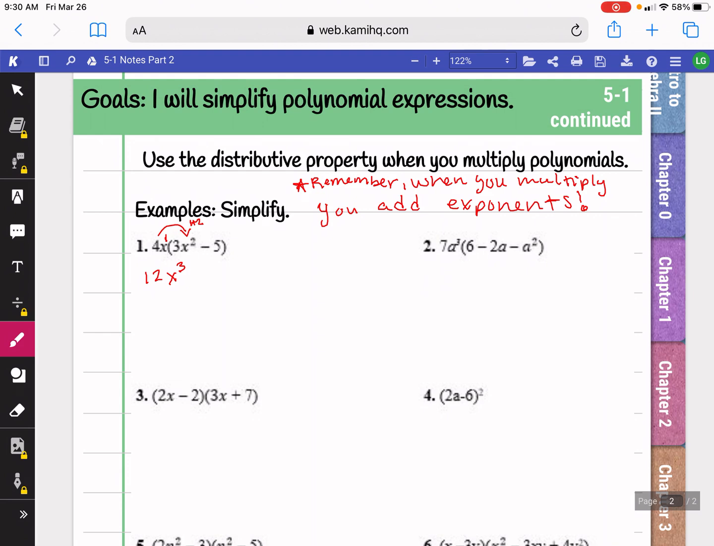Then I have 4x times negative 5. 4 times negative 5 is negative 20. And I could just bring that x there. So this would be my expression because those are not like terms.